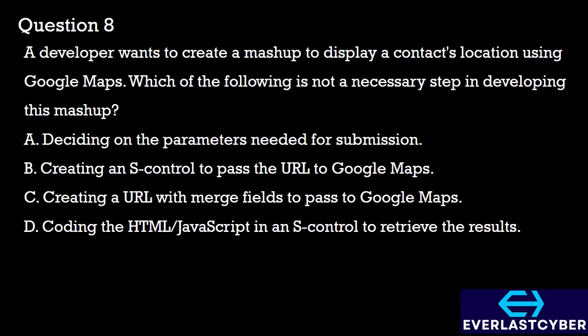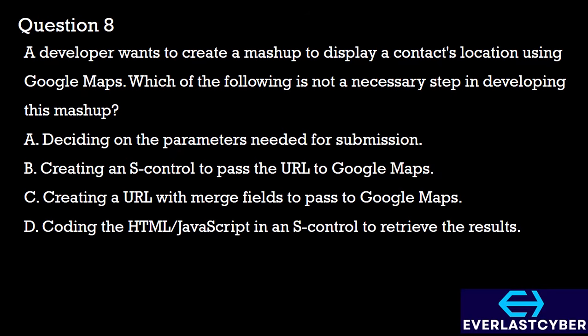Option C, creating a URL with merge fields to pass to Google Maps is a necessary step because you need to construct a URL that includes the relevant data using the Salesforce merge fields. For option D, coding the HTML JavaScript in an S control to retrieve the results.